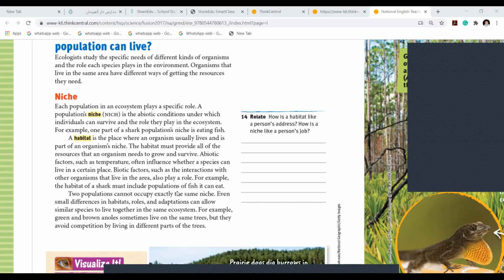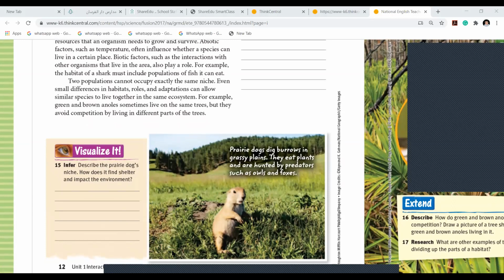Two populations cannot occupy exactly the same niche, because there will be more competition. If two different species live together in one place and they have the same needs, there will be competition. So similar species can stay there. For example, green and brown animals sometimes live on the same tree, but they avoid competition by living in different parts of the tree. There is one tree, and some of the brown animals stay down and the others stay up, so their needs don't get affected. They don't have more competition, fighting for their needs. So this is how they adjust.